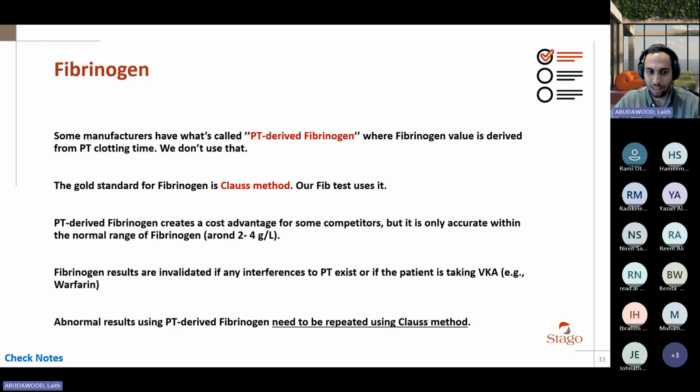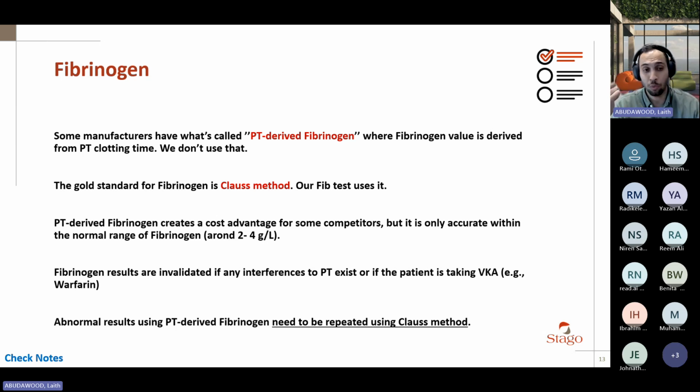Yes, it's cheaper, but then you will end up running the Clauss method. So the stability of the reagent on board: I will have to put the fibrinogen reagent, I will have to put the PT reagent, but I am not using the fibrinogen reagent all the time. I will end up wasting the vial because it cannot stay on board forever. So you ended up using the fibrinogen reagent no matter what.